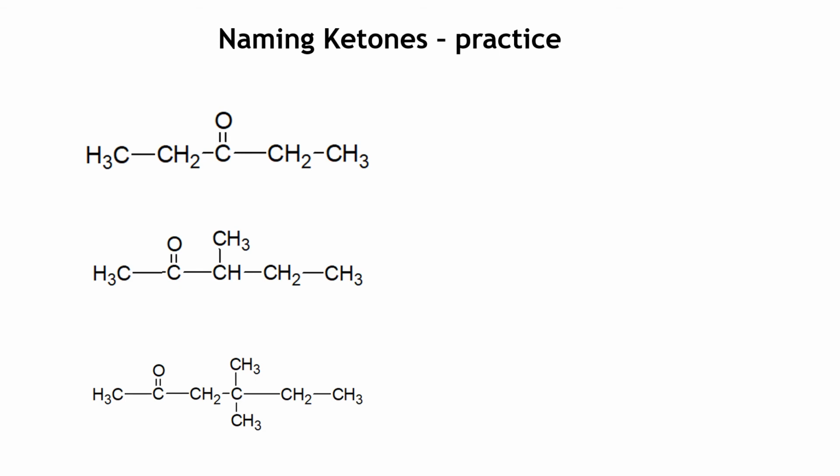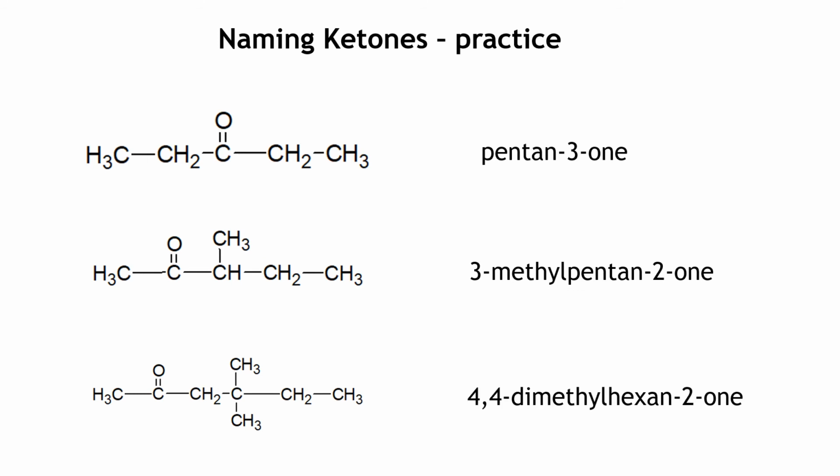Here are 3 ketones, so pause the video and see if you can get what the names of these molecules are. The first one is called pentan-3-one. The second one is 3-methylpentan-2-one. The third one is 4,4-dimethylhexan-2-one.